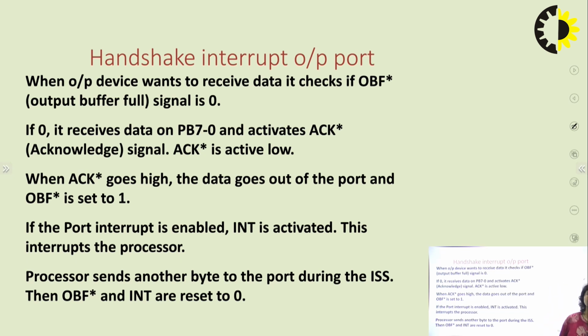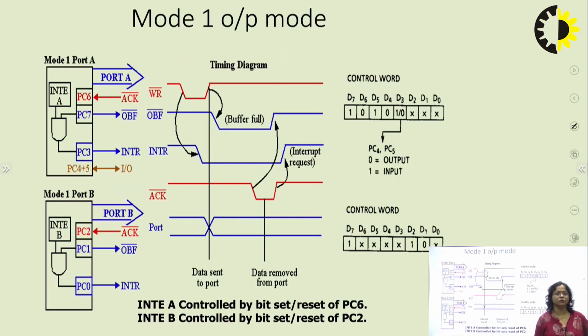When the output device wants to receive data, it checks that the OBF, output buffer full signal, is 0. If 0, it receives data on port B and activates the acknowledgement signal. Acknowledgement is an active low signal. When acknowledgement goes high, data goes out of the port and OBF is set to 1. If the port interrupt is enabled, INT is activated. This will interrupt the processor. So the processor sends another byte to the port during the ISS, and OBF and INT are reset to show that the data is sent at the output port.